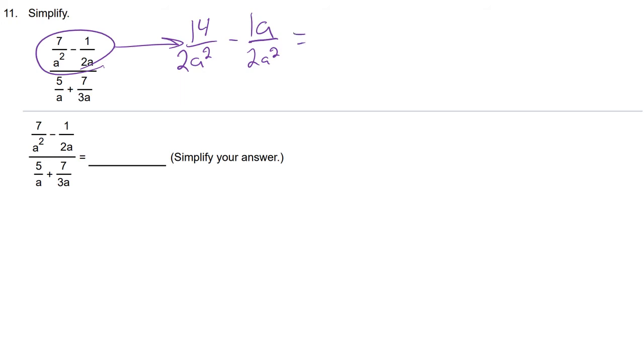So I'm going to go ahead and combine those two, and I get 14 minus a all over 2a squared. Does anything cancel out? It can be tempting to try, but they have to be canceled out with factors, and that numerator is one whole piece. So the next thing we're going to do is we're going to look at the denominator, and we're going to do the same thing.